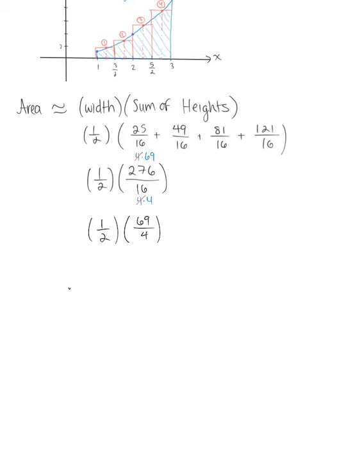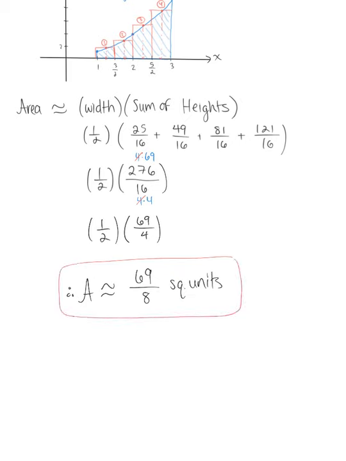So we can state our final answer now and say that this area, by the midpoint rule, is approximately equal to 69/8, and this is square units. And so this is our beautiful final answer for the approximation of the area using the midpoint rule.